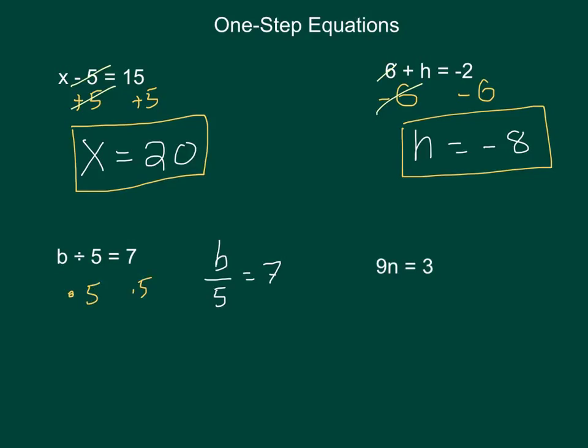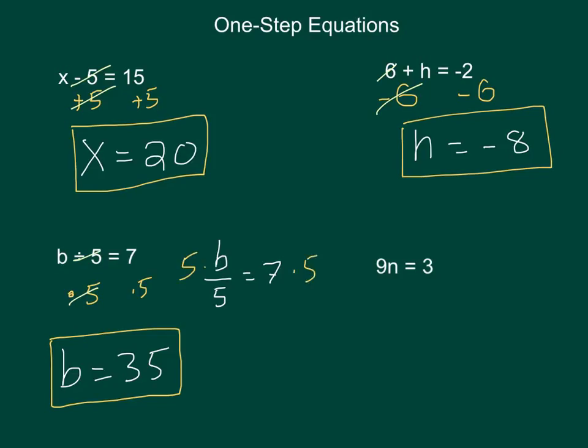And when I do that, divided by 5 and times 5 cancel out. They undo each other. Leaves me with b equals 7 times 5, which is 35. And then the check is pretty obvious. Just 35 divided by 5 is 7, and that's true. I guess if I had seen it as the fraction, I might have multiplied by 5 like this, and that would have shown that these two would have canceled, and that still would have led to b equals 35.